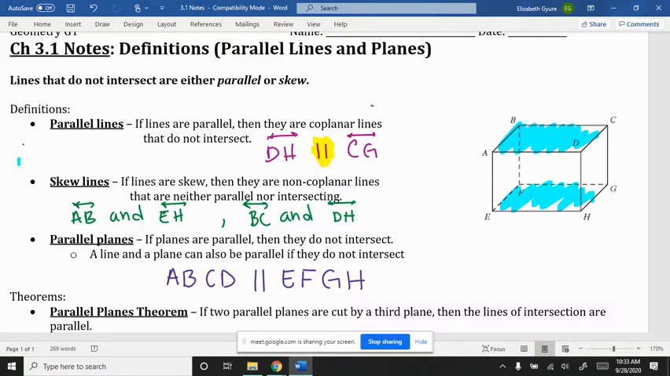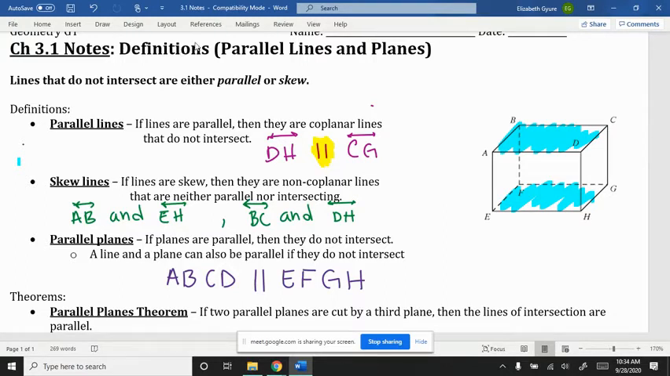Additionally, a line and a plane can also be parallel if they never intersect, right? Because your plane is going to extend forever, and so is your line. But something also to remember with a plane versus a line is that a line only extends forever in 2 directions, right? Maybe left to right, front to back, things like that. But your plane is going to extend over a flat surface forever.